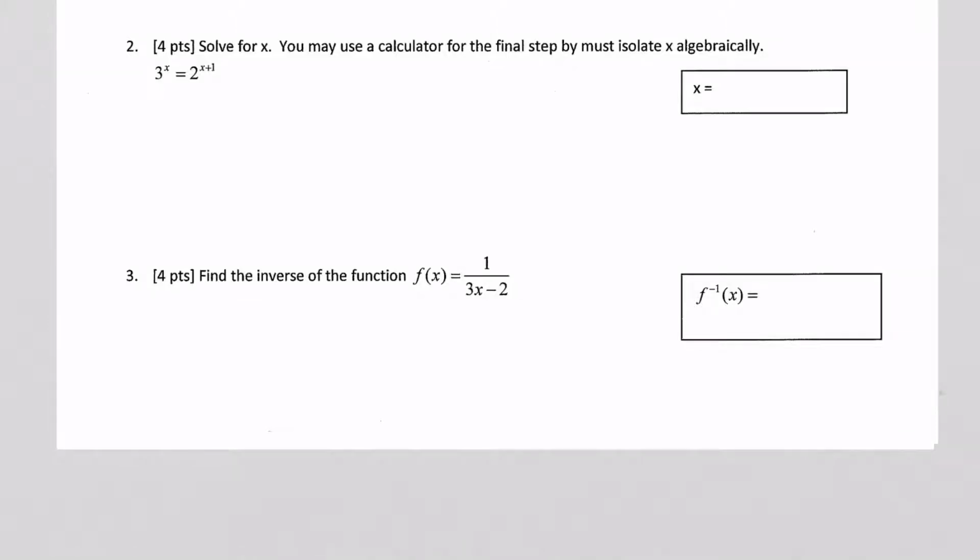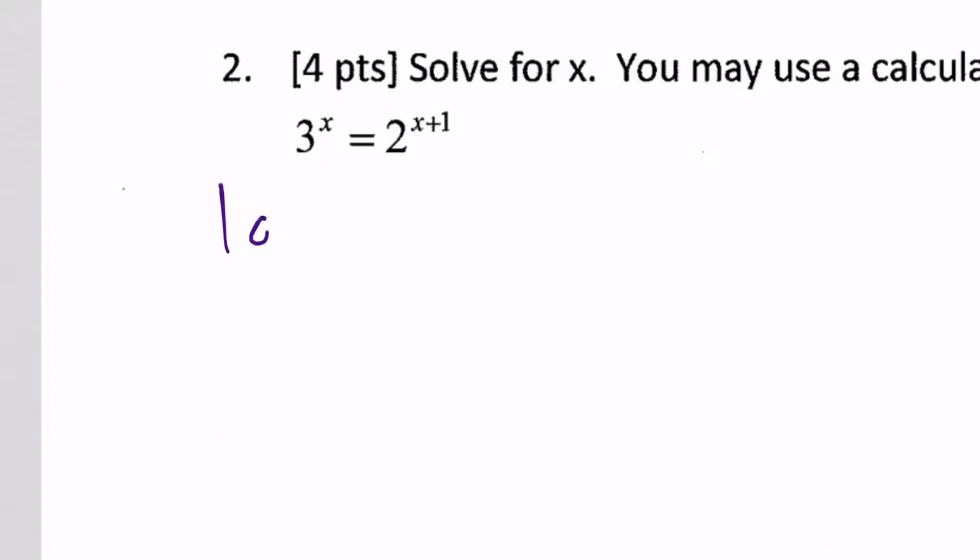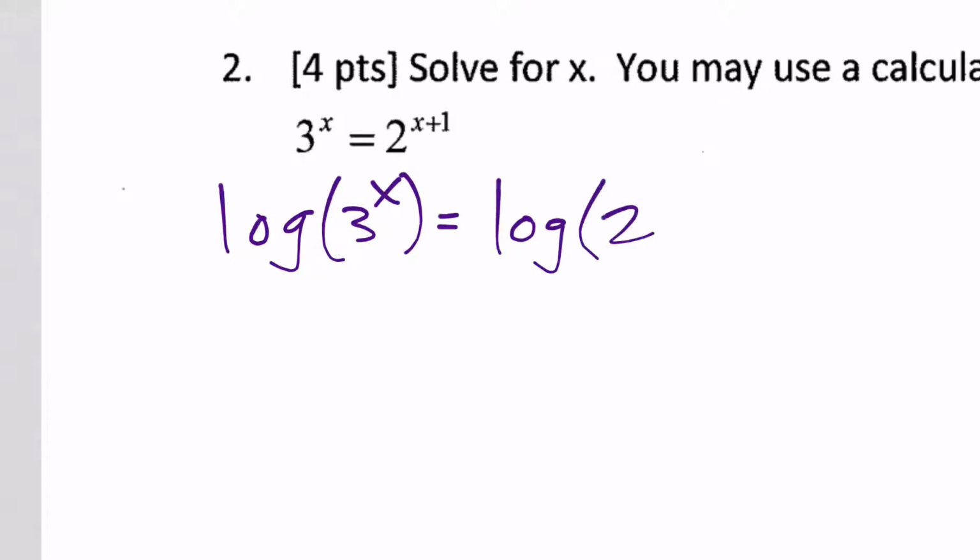All right, let's do number 2 on the calculator side of things. 3 to the power of x equals 2 to the power of x plus 1. So what are we going to do? We're going to log both sides. So let's do the log of 3 to the power of x equals the log of 2 to the power of x plus 1. And now I'm going to use my power log rule, which says if you have an exponent inside of a log, you can pull that puppy out front as a coefficient.